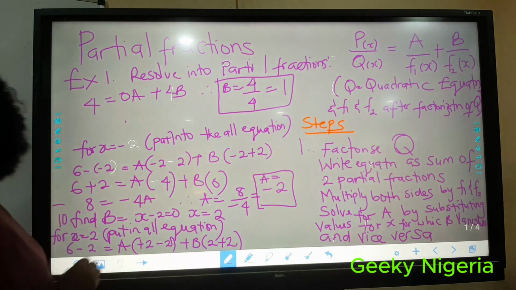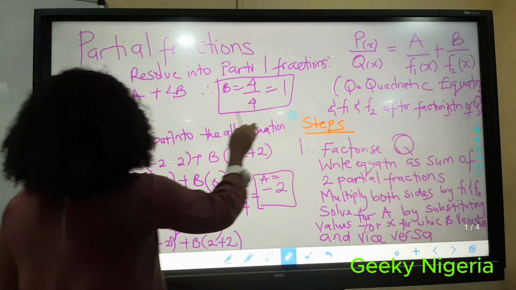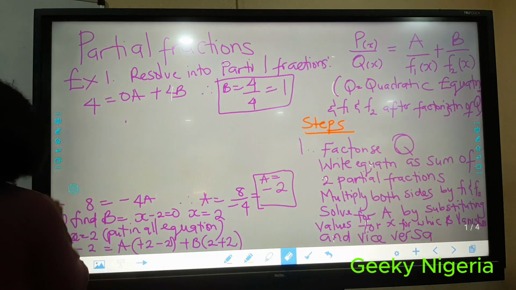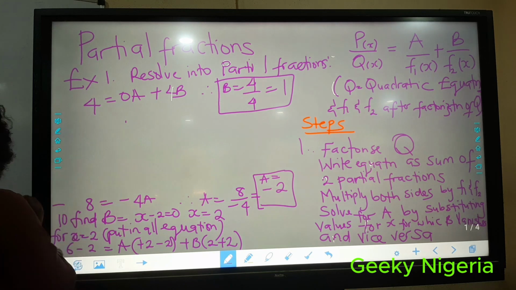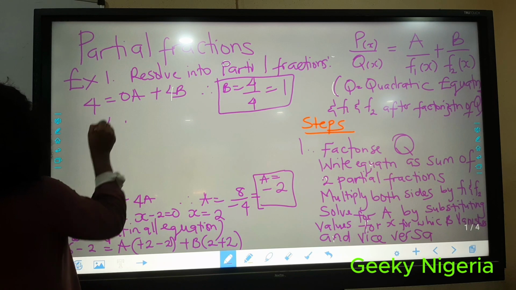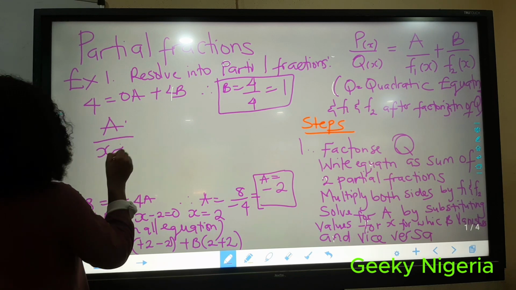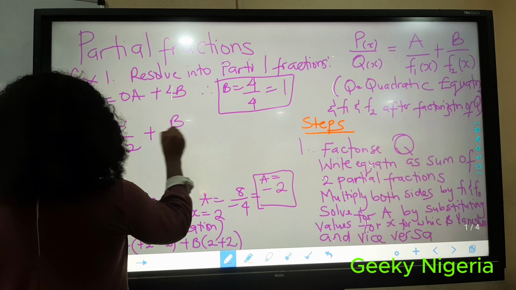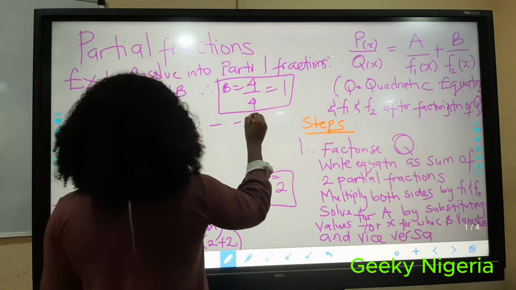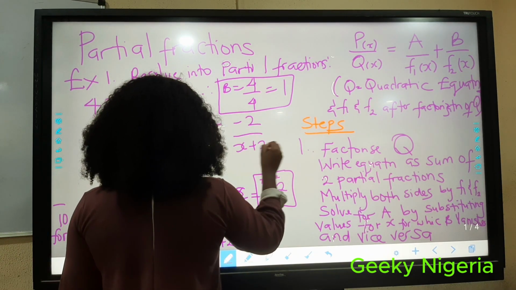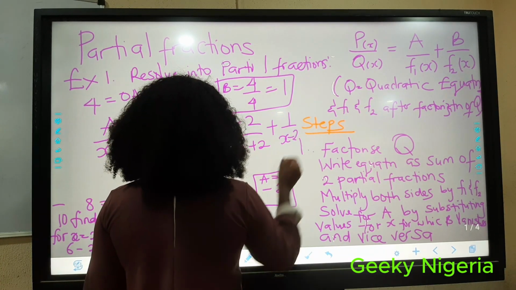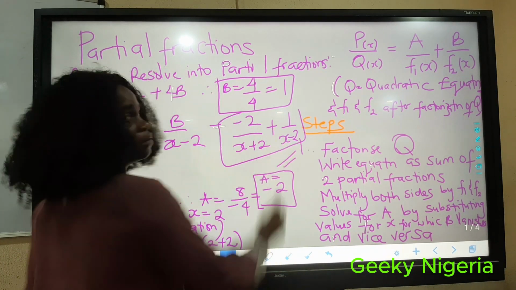So for us to have resolved this into partial fractions, we have to recount how we put our initial equation. That means resolving this into partial fractions with our initial equation. We're having this as, remember, we had A all over x plus 2 plus B all over x minus 2. So we're having this as A is minus 2 all over x plus 2 plus B is 1 all over x minus 2. And that is your final answer.